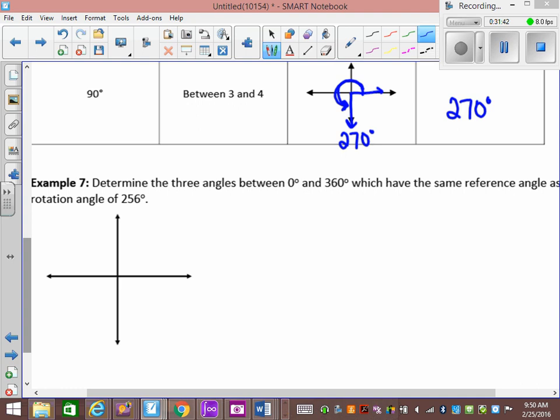Example 7. Okay, I want you to determine the other 3 angles between 0 and 360 that have the same reference angle as 256. So, find out the reference angle of 256 and draw that reference angle in the other 3 quadrants and tell me what the standard position angle would be. So, find out your reference angle of 256 first, then draw that reference angle. Yeah, so you draw your 256.